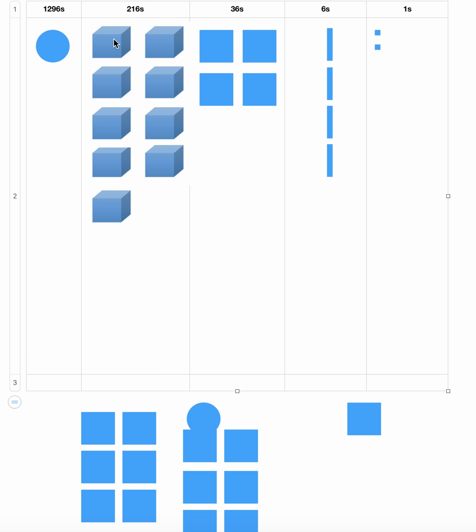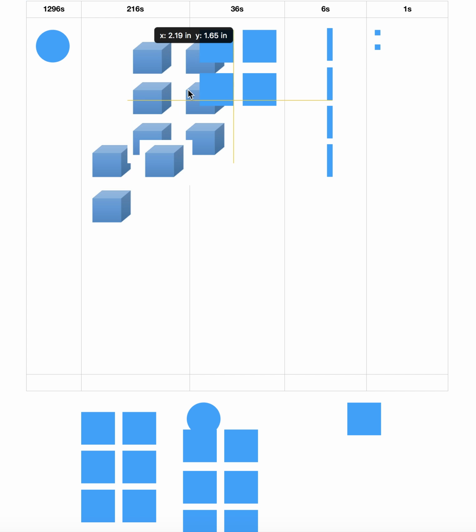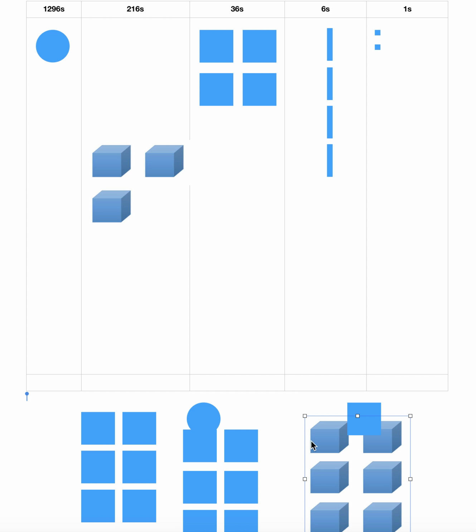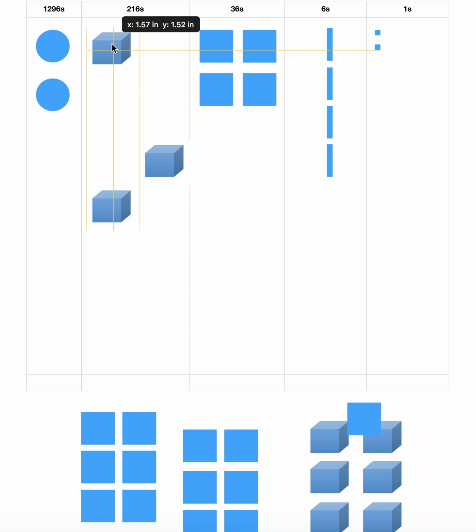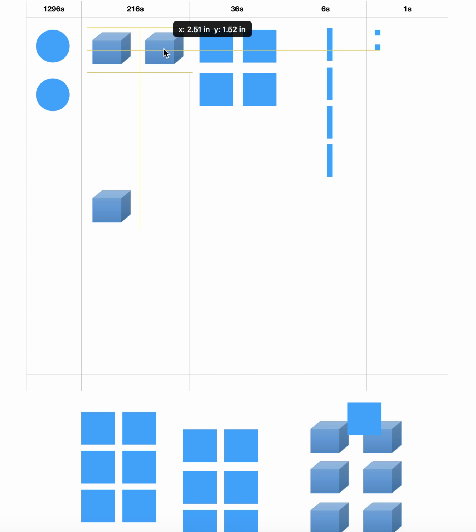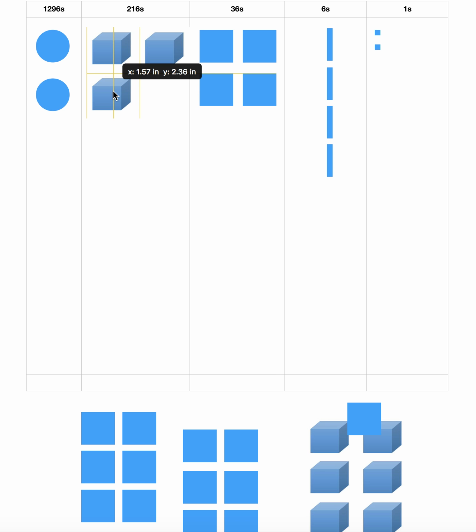So in the 216s, we have 1, 2, 3, 4, 5, 6, 7, 8, 9 groups. So again, we can take out a group of 6. I'm going to take out this group of 6 and move it away. And I'm going to replace it up in the next denomination with 1 set of 1296s. So this leaves us with less than 6 in each denomination, which is what we're looking for in base 6.